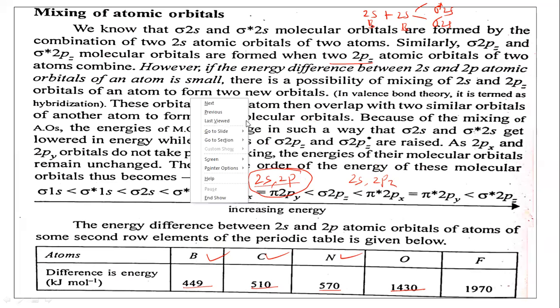So I would like to show this on the other screen. You can see here, the mixing of the atomic orbitals takes place in the case of the boron, carbon and nitrogen molecule. This is because the energy gap between the 2s and 2p atomic orbital is very small in these molecules. So as these two atomic orbitals are very close to each other, hence the mixing of 2s and 2pz, both these atomic orbitals are suitable for the formation of the sigma molecular orbitals and sigma bond. So mixing of these orbitals will take place.